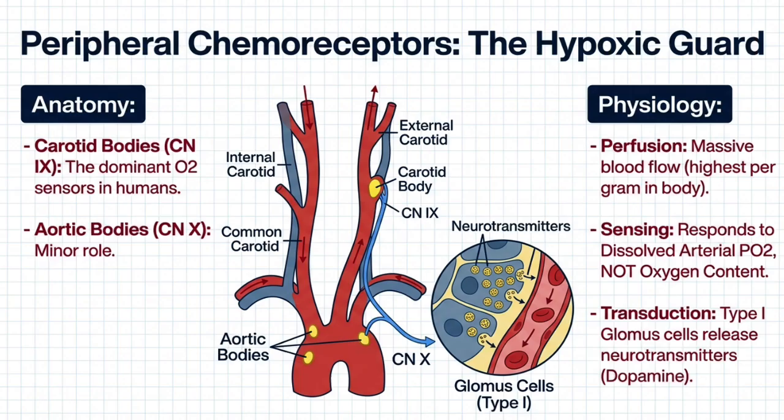The peripheral chemoreceptors, especially the carotid bodies, are fascinating little organs. They have one of the highest blood flows per gram of tissue in the entire body. What that means is they are essentially getting a continuous, pure sample of arterial blood. And while their number one job is detecting hypoxemia, they also give us a smaller but very rapid kick to our ventilation in response to high CO2 and acidemia as well.